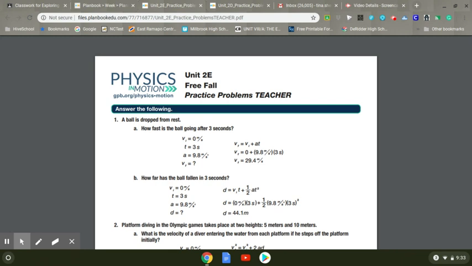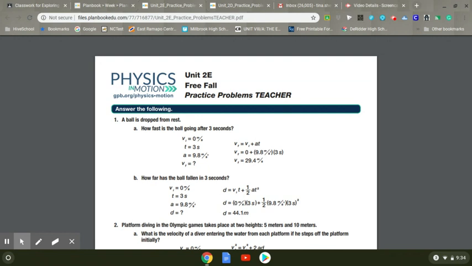So you're going to fill in all your numbers. So you'll have 0 plus, and then parentheses, 9.8 meters per second squared times 3 seconds. You'll multiply those two, add it to 0, and you're going to get your final velocity to be 29.4 meters per second. So B says, how far has the ball fallen in 3 seconds?